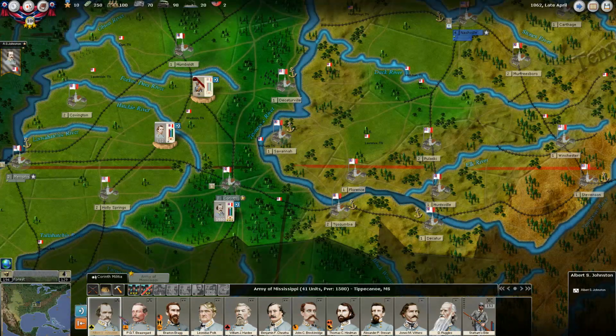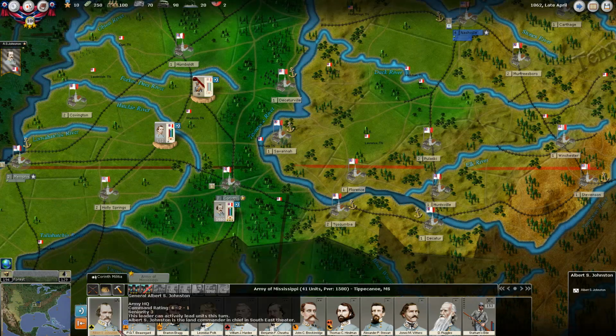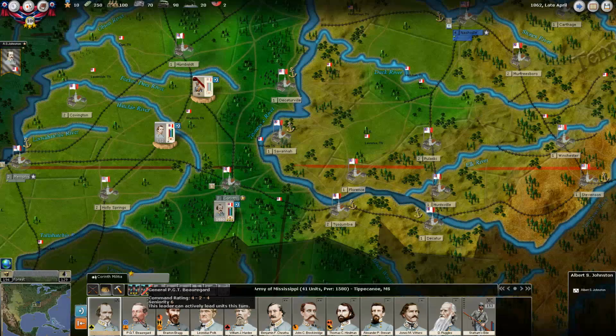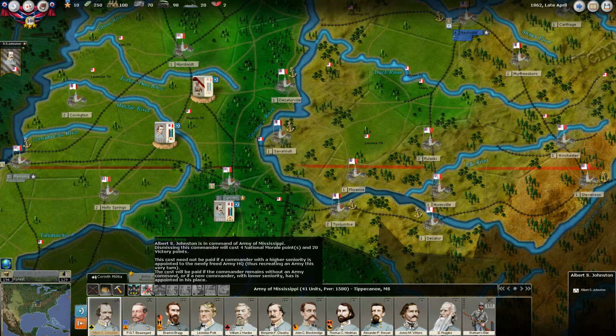So what we can do is we can click Johnston. But like, yeah, dude, you're just not cutting it. That stash, nope. Beauregard's rocking the stash far better than you are. So we're going to fire you. Firing is going to cost you 4 national morale and 20 victory points.